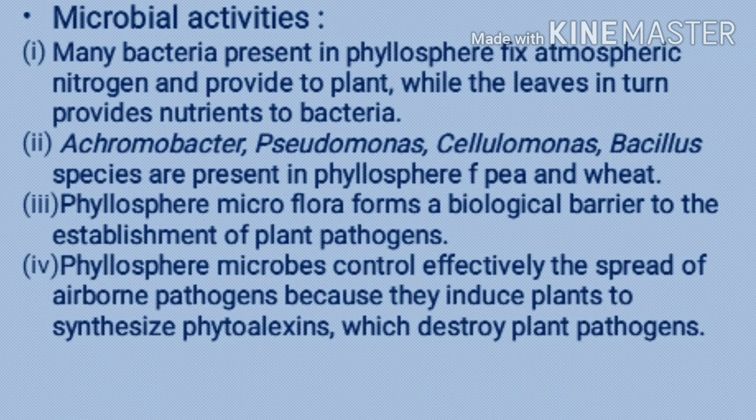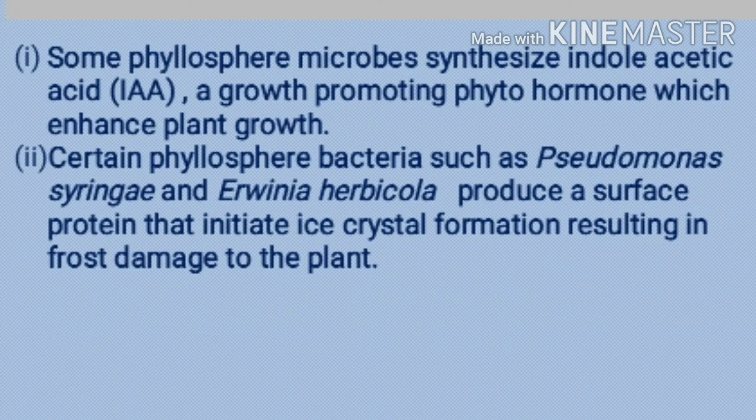Achromobacter, Pseudomonas, Cellulomonas, Bacillus, these are the species present in the Phyllosphere of pea and wheat. This Phyllosphere microflora forms a biological barrier to the establishment of plant pathogens. They prevent the entry of phytopathogens. In that way, they protect the plant. Phyllosphere microbes effectively control the spread of airborne pathogens because they induce the plant to synthesize phytoalexins which destroy the plant pathogens. Some Phyllosphere microorganisms synthesize growth promoters such as auxins, indoleacetic acid, a phytohormone auxin which enhances plant growth.